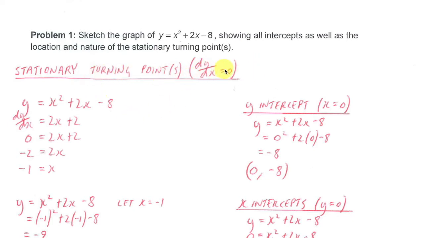So let's look at the stationary turning points. With the stationary turning points, the gradient dy dx will equal 0. So here's our y function. Here's the gradient of it. I make the gradient equal to 0, and I now solve for x. And I see that where x is equal to -1, we have a stationary turning point.